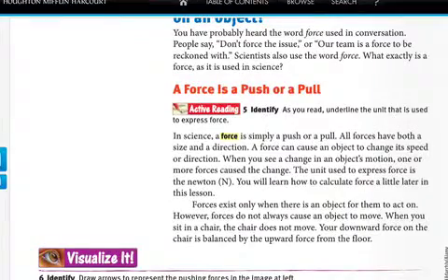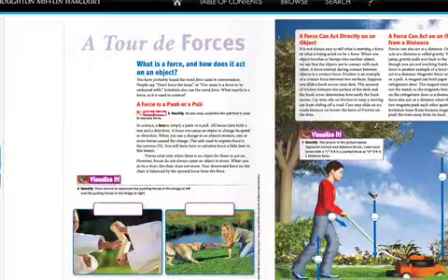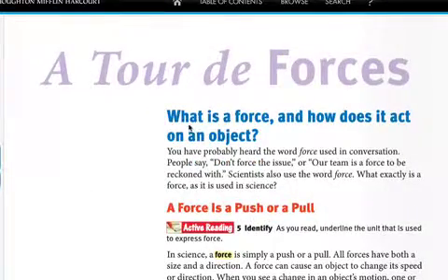Let me just zoom out here. All right, so we're going to be looking at some forces. So the first thing we're looking at is, what is a force and how does it act on an object? You have probably heard the word force used in conversation. People say, don't force the issue, or our team is a force to be reckoned with. Scientists use the word force. What exactly is a force as it is used in science?